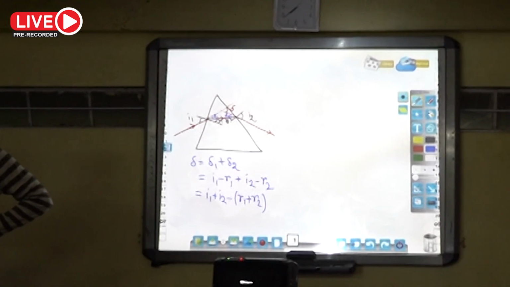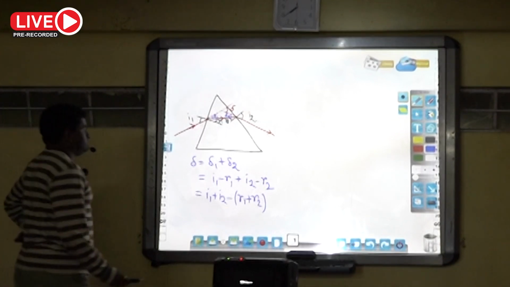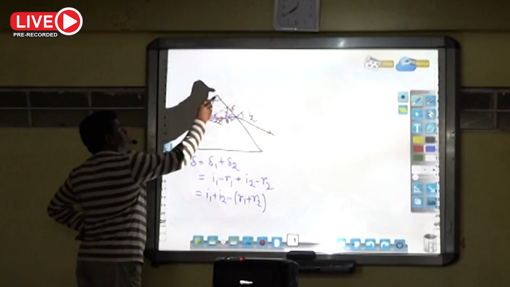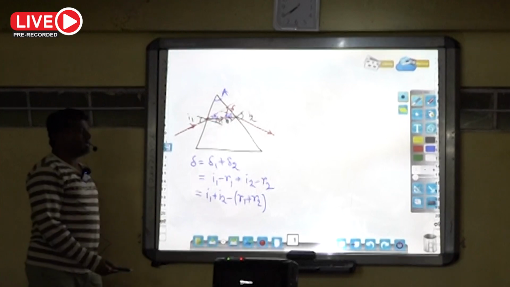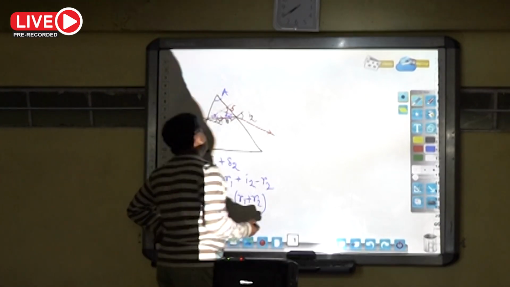Why? Since these two angles are formed inside the prism, you cannot insert any device inside the prism to measure these two. That's why the sum of R1 and R2 can be calculated from the geometry of the prism. The sum R1 plus R2 equals capital A, the angle of the prism, this one, capital A. Now, using a little bit of geometry, you can prove this.